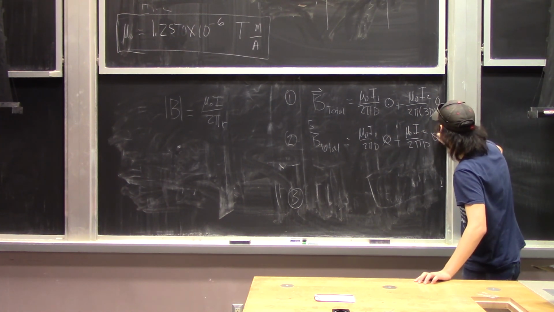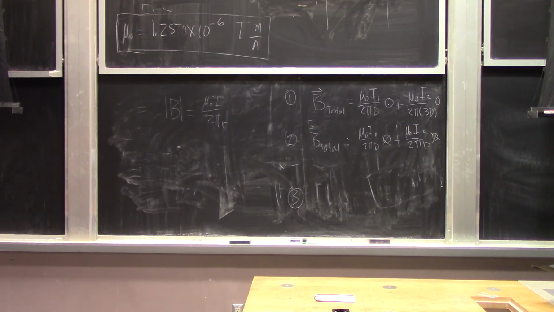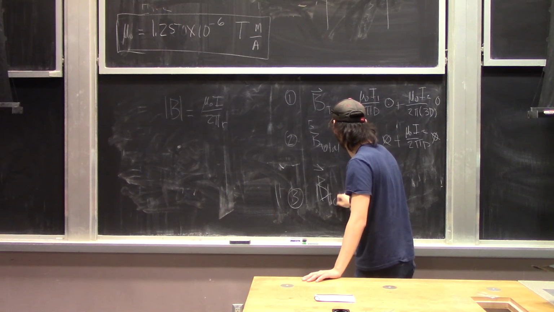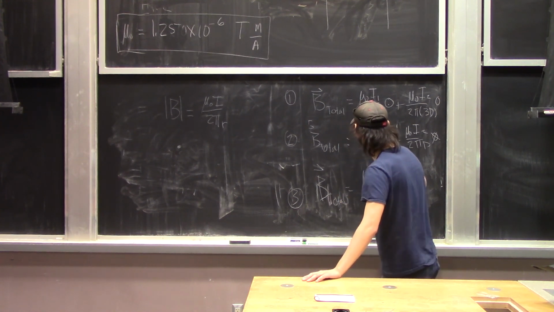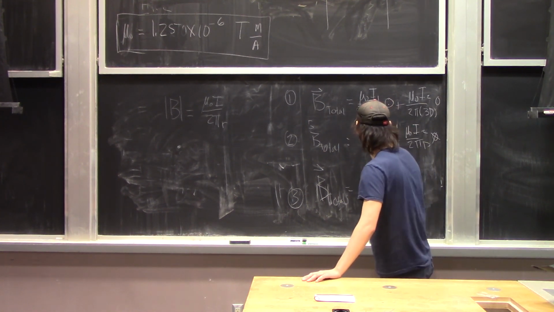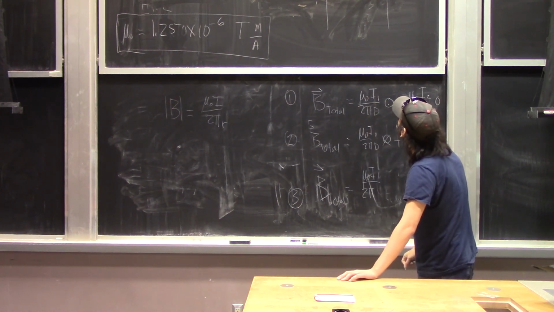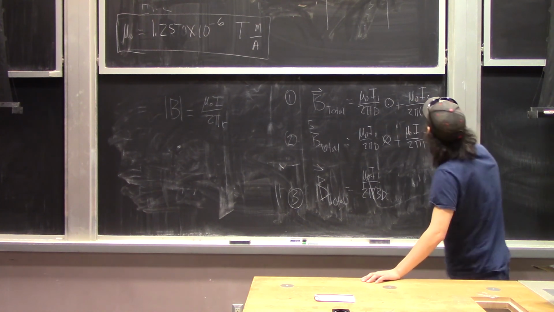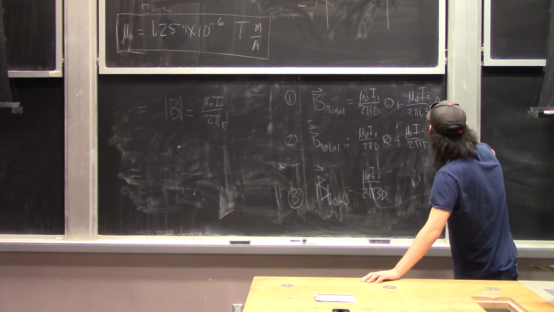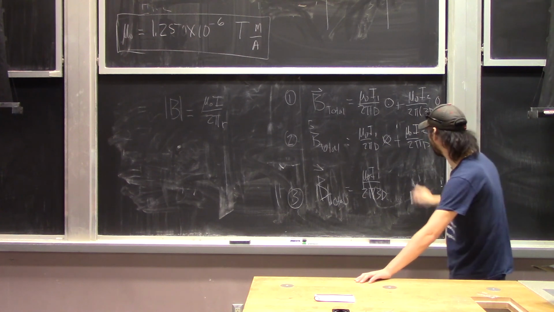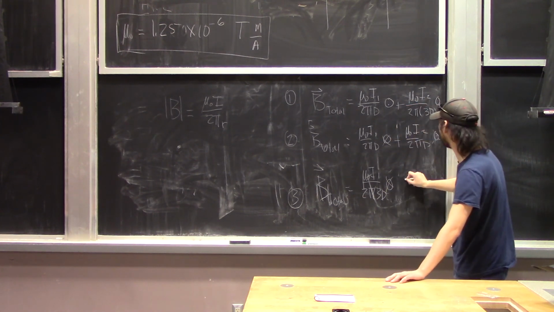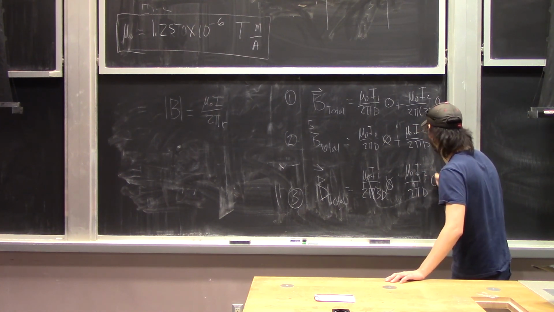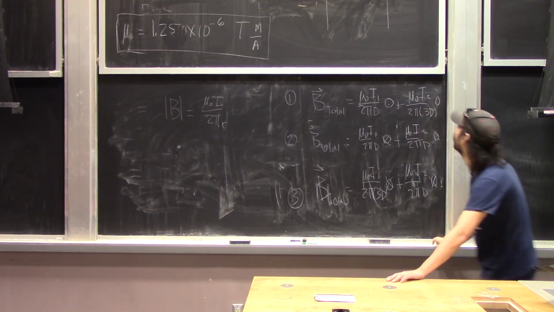Now, the last one that we can do says B vector total is going to be equal to mu naught I1 divided by 2 pi 3d. This one's pointing in. And then this is mu naught I2 divided by 2 pi d pointing in. Okay, and these are going to be plus.